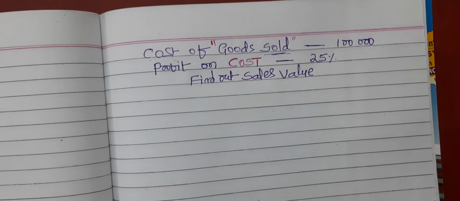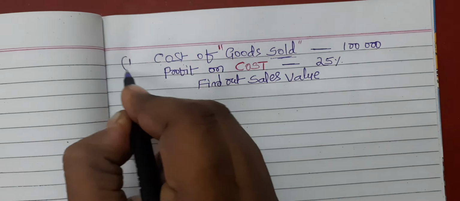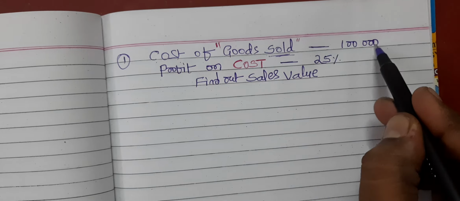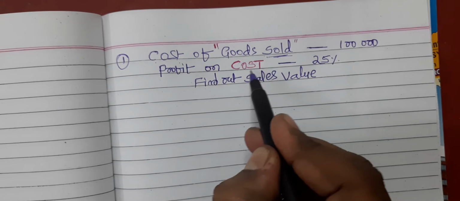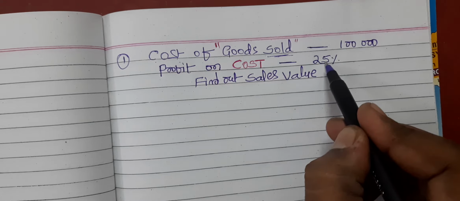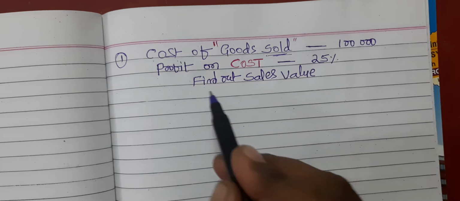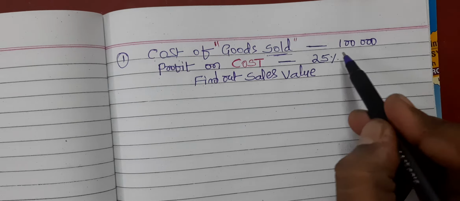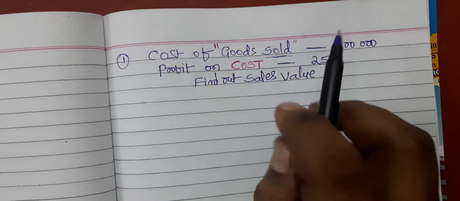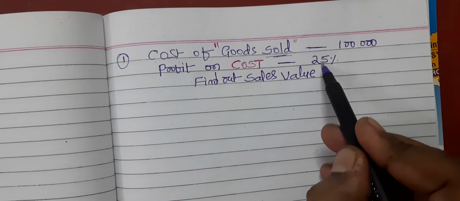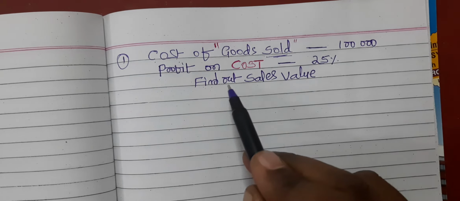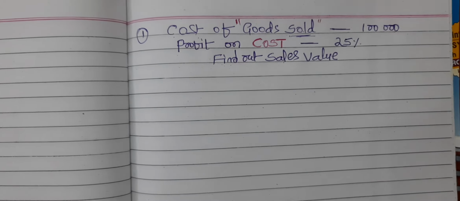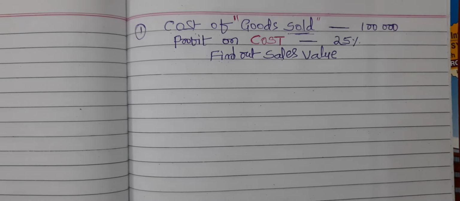In this first example, cost of goods sold is given as 1 lakh. Profit on cost percent is given to you as 25%. You have to find out the sale value. It means cost is given to you; you take the percentage of profit, then convert into sale value. Now, see, I solve this one.